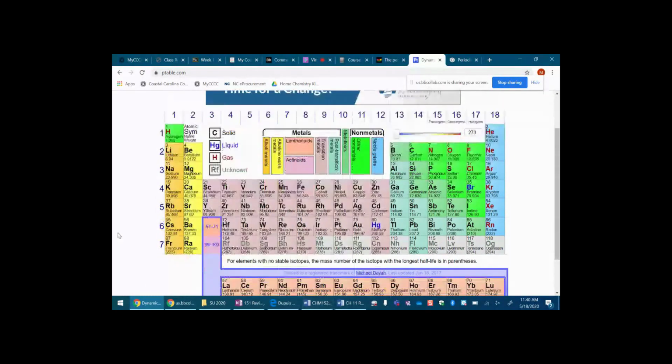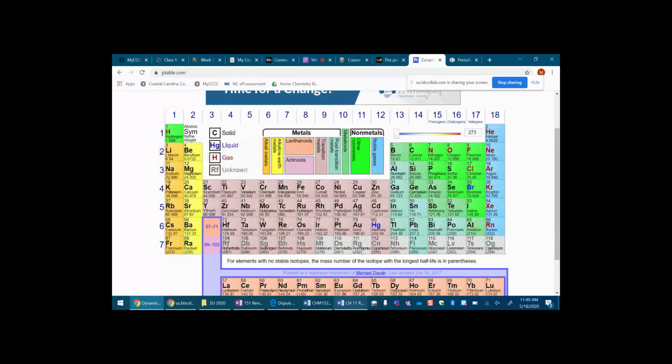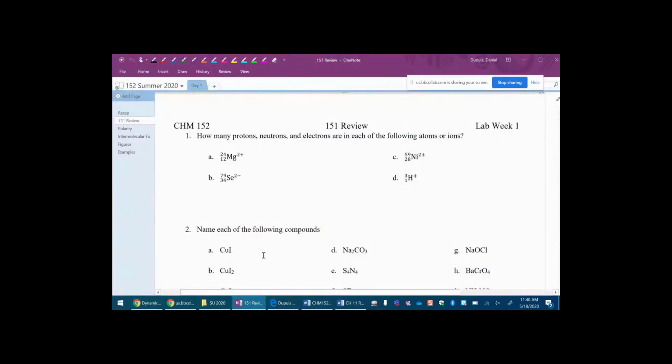So, when you look at this, you got lithium, right? If I'm looking at lithium, that 3 in the top above the L is the number of protons, the atomic number. 6.94 is the mass, right, which is the average of all the lithiums, the weighted average. All right, so let's go back to this review here.